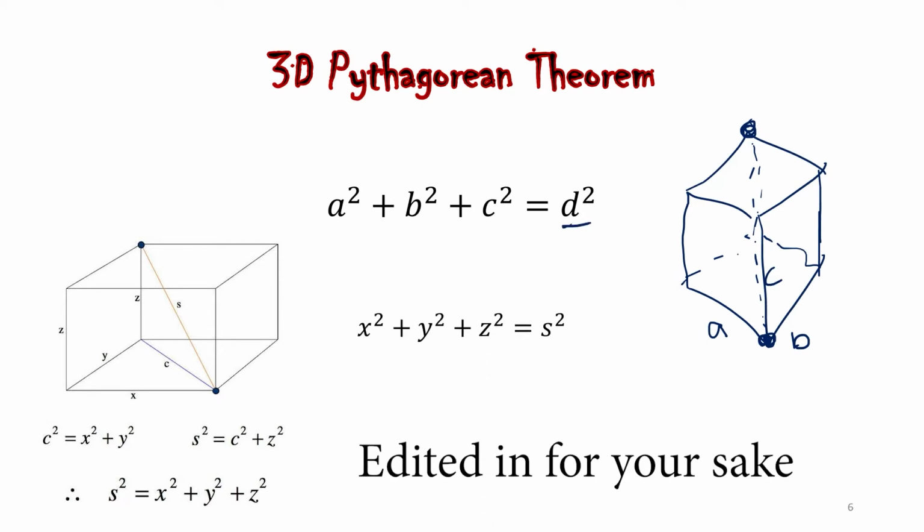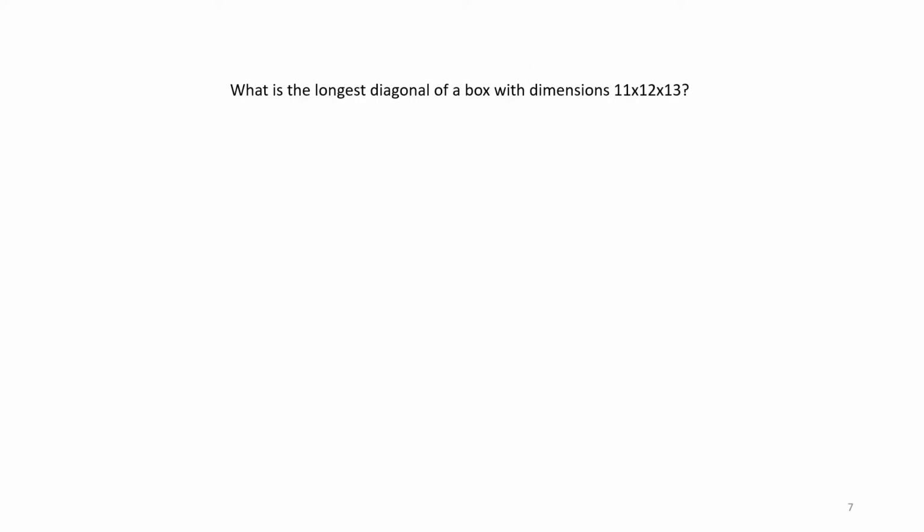Here's another way of writing it: X, Y, Z, and S being the diagonal. Or it doesn't even have to be in terms of a box. That's just what it is actually looking at for the most part. They might just ask you which of these is a Pythagorean quadruple, and it's the same deal. The first three squared added together equals the last squared. What is the longest diagonal of a box with those dimensions?